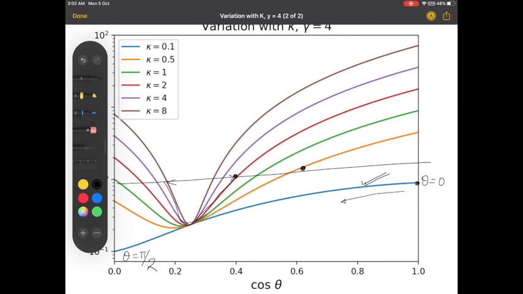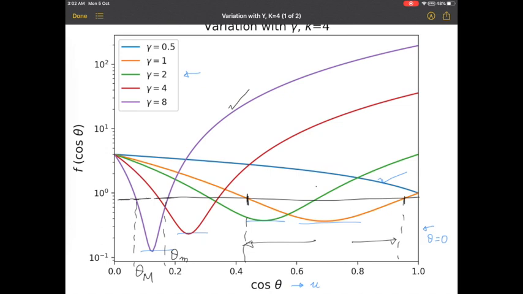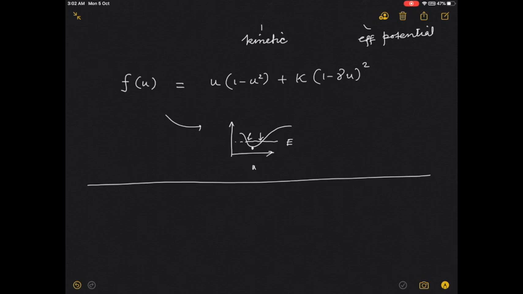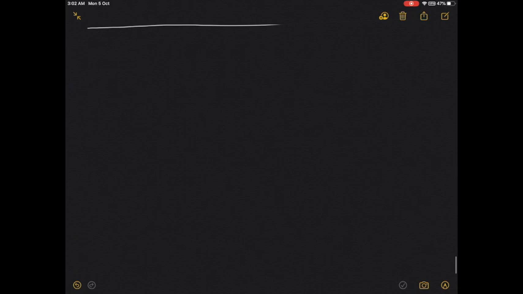What kappa does is it provides the depth of the potential well. In the previous case, you remember what gamma does is it provides the width of the potential well as well as where the minima is. Okay, so keep these things in mind. So that's it. So what happens to this motion? Let us look at the symmetric top once more and see what its motion is.